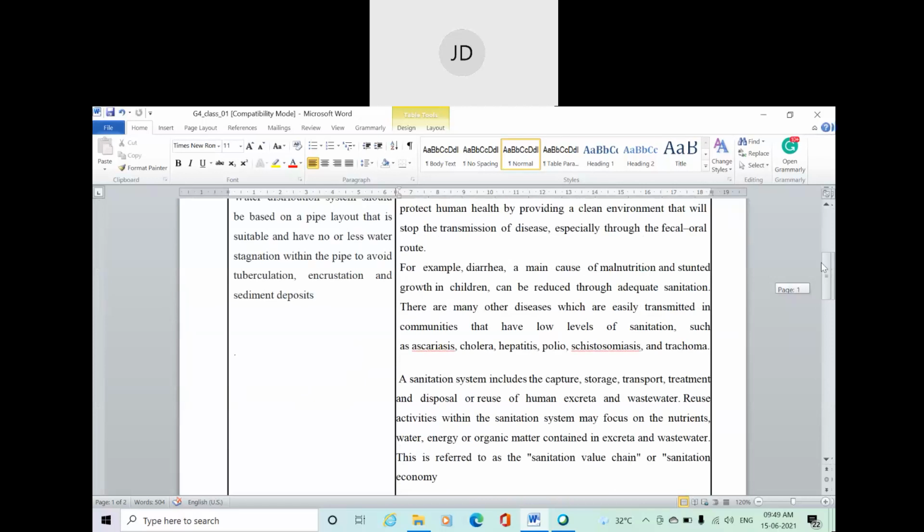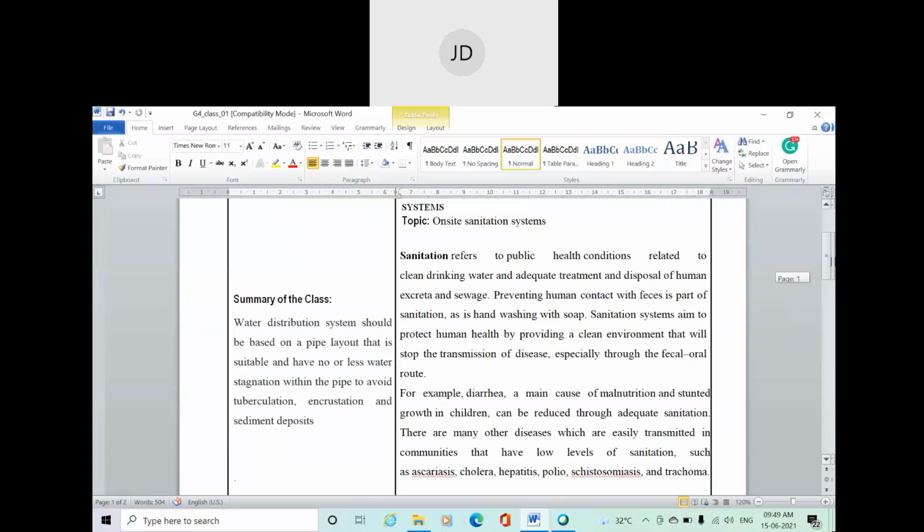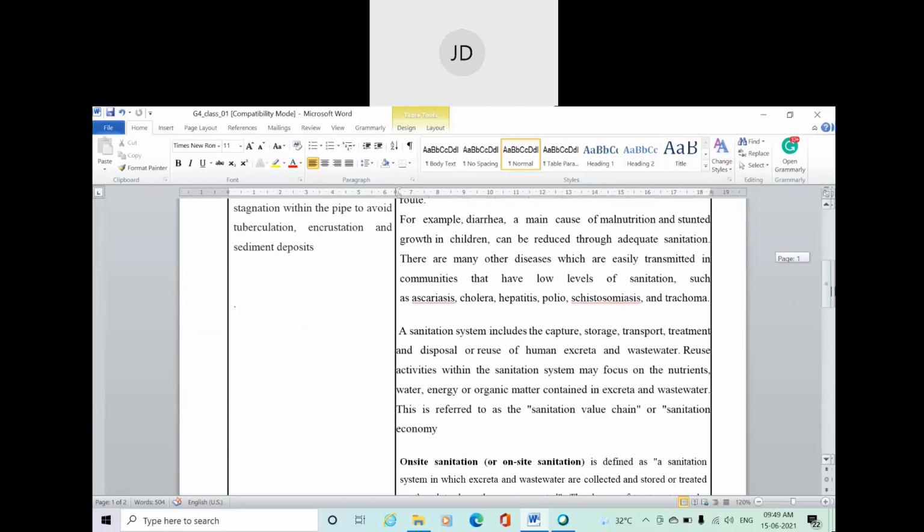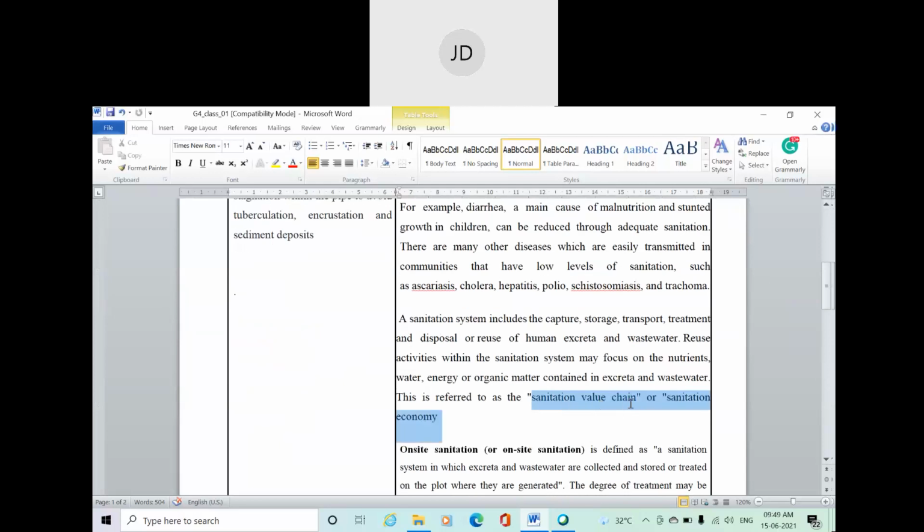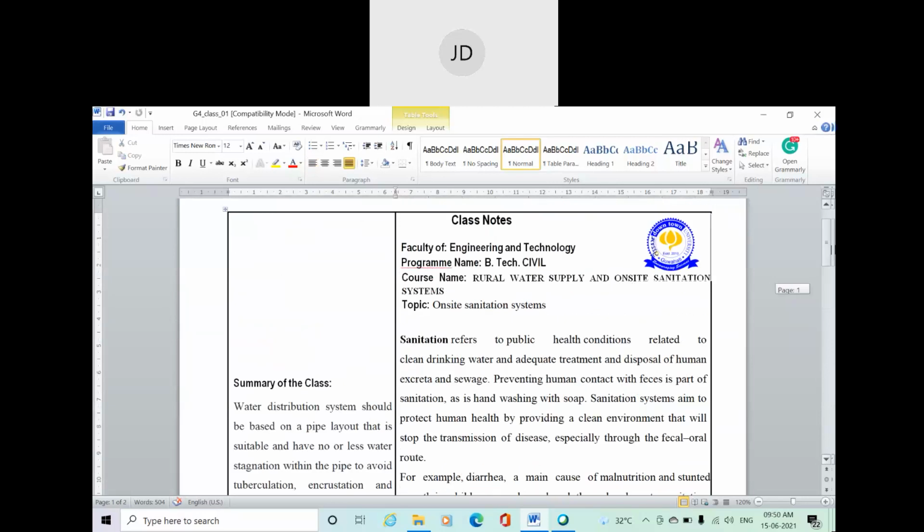In coming classes, we are again going to discuss more about sanitation: some locally available approaches that can be adopted for treating the waste, and giving more importance to the sanitation value chain. How can we go for revenue generation, or economic growth, by reuse of the waste, either wastewater or human excreta. So this is all about today's class.